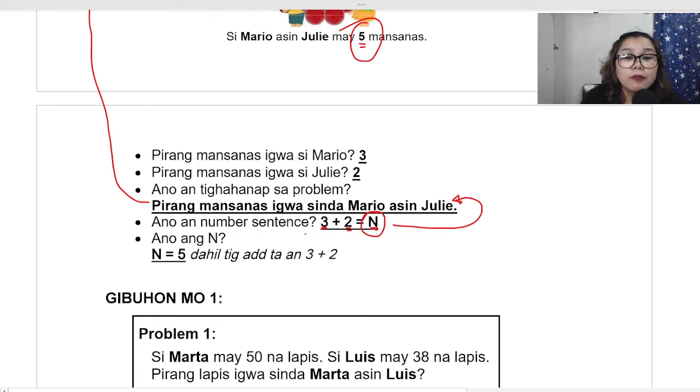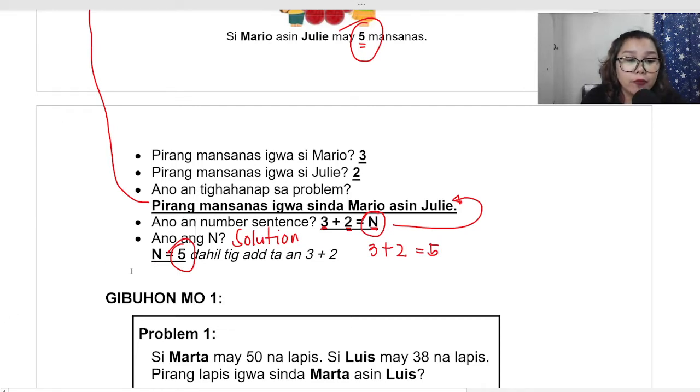And then afterwards, ano ang n? This is the time that we need to add 3 plus 2. So this is the part where we show our solution. So 3 plus 2 equals 5. So ano ang answer, is 5. So 5 na apples or 5 na mansanas, igwa sinda Mario saka Julie.